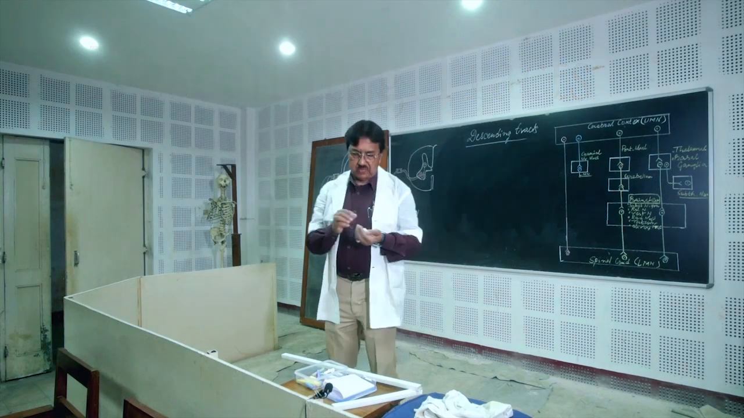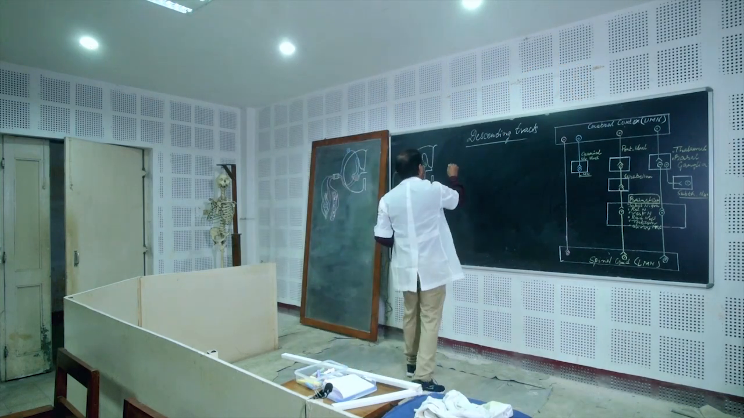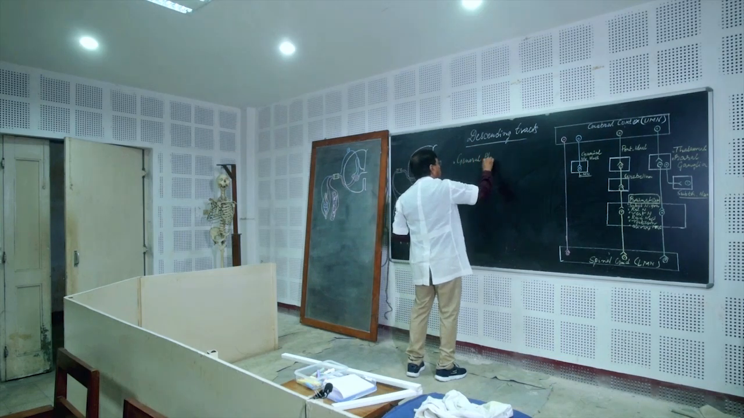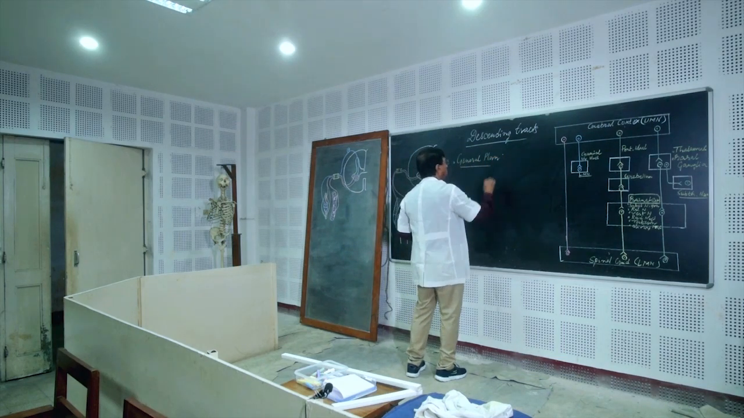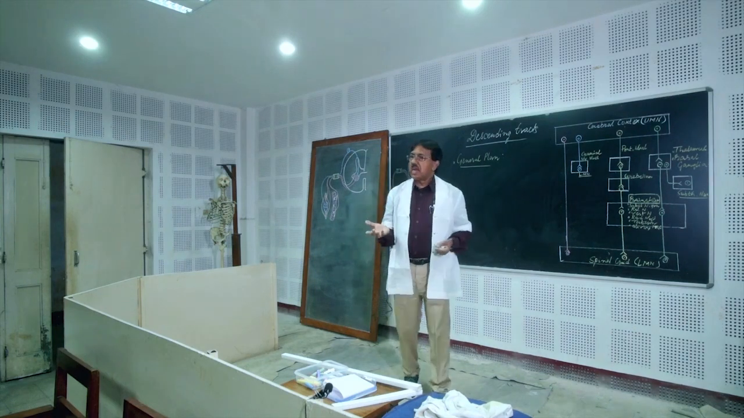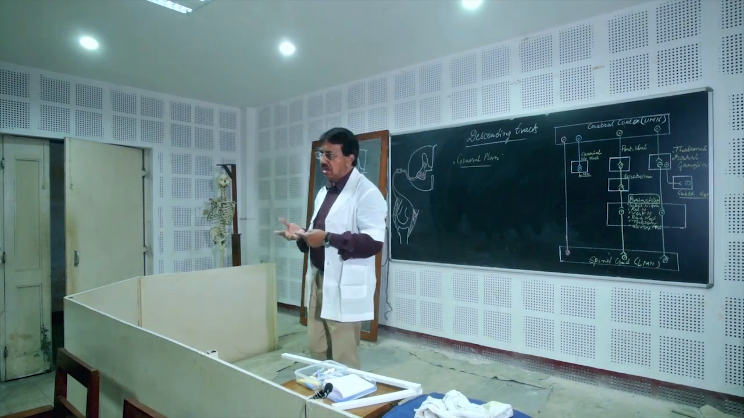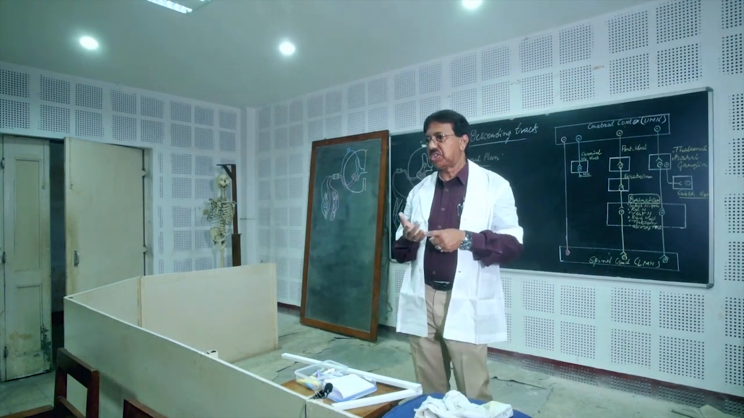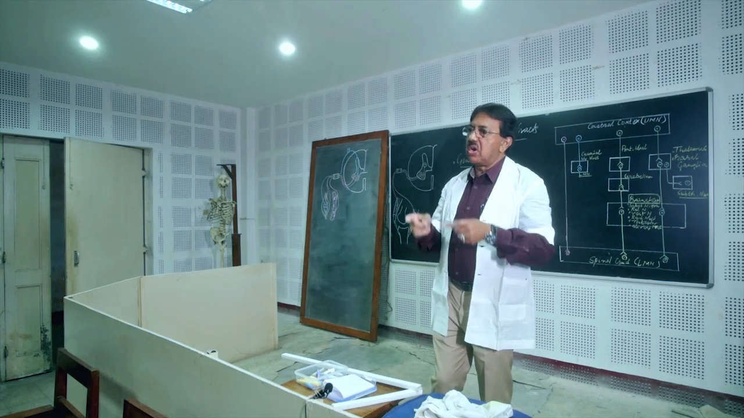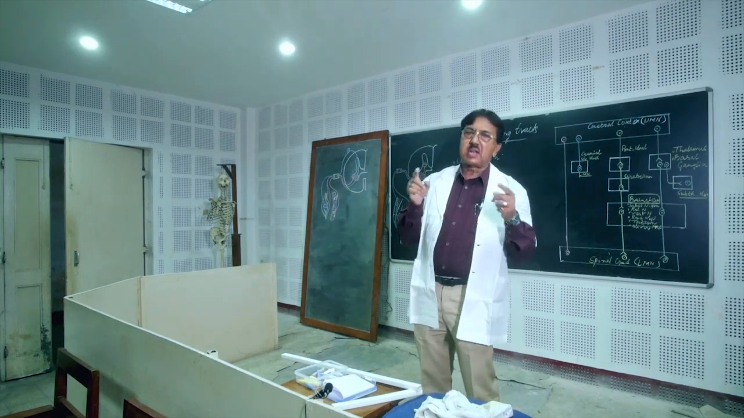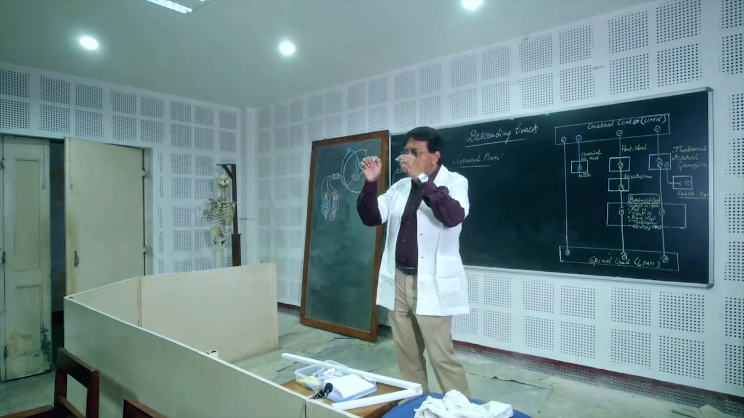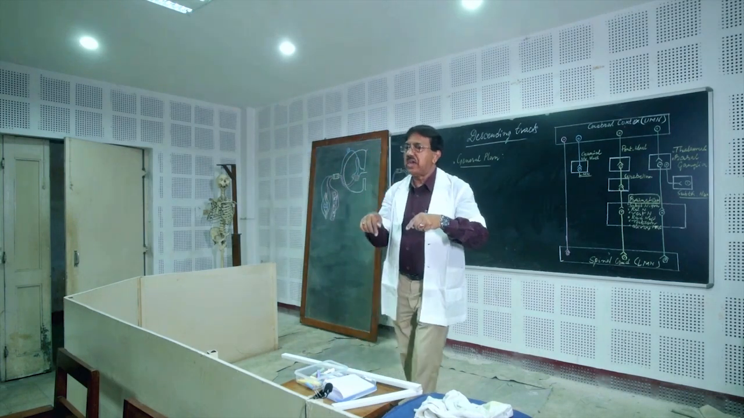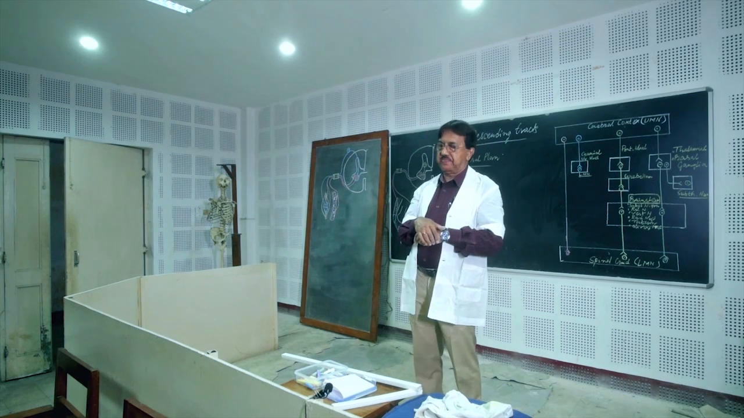Descending tracts. First point is general plan. Descending tracts of the spinal cord are the motor or efferent tracts. And these motor or efferent tracts, which is the descending tracts of the spinal cord, are running through the anterolateral white column of the spinal cord.